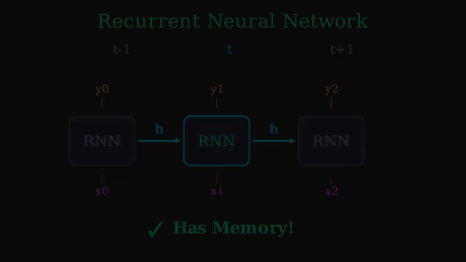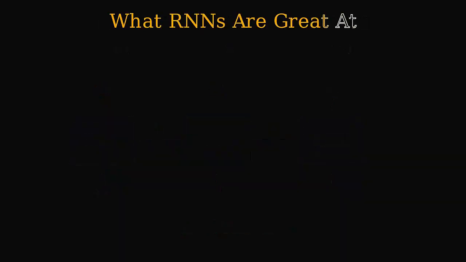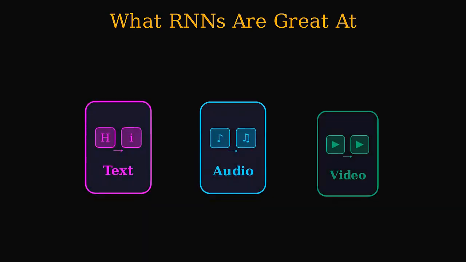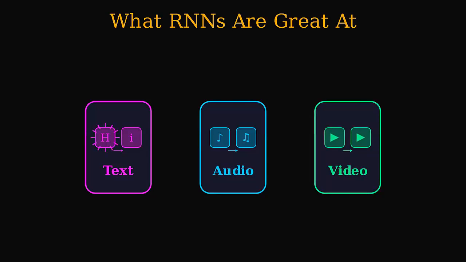What are RNNs great for? They are perfect for processing any kind of sequential data. This includes text, where the order of the words matters, audio, which is the sequence of sound waves over time, and even video, which is a sequence of frames. The main takeaway is if your data is a sequence where order is important, an RNN is a powerful tool.